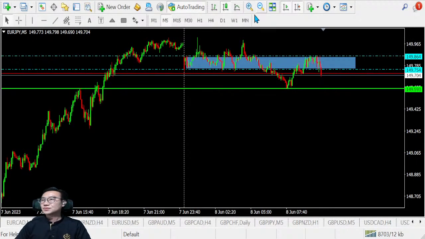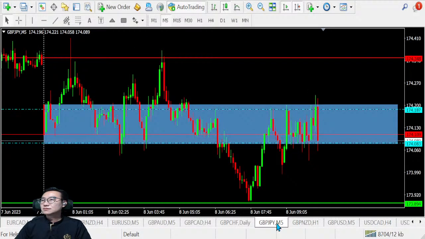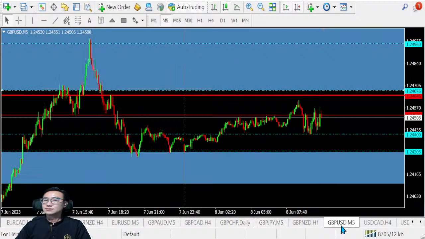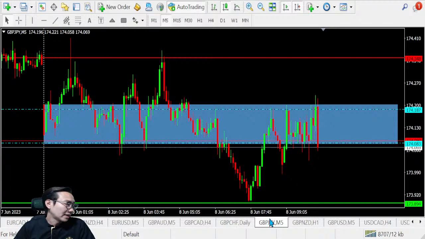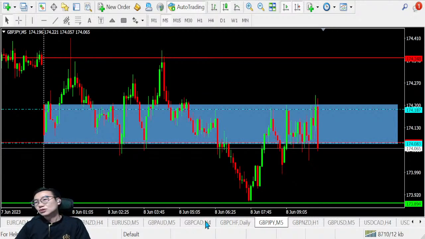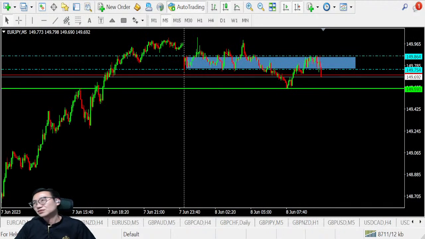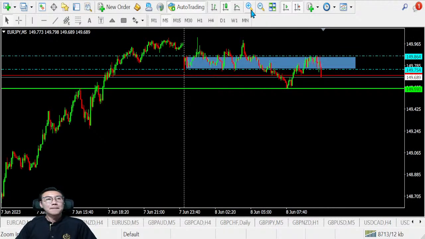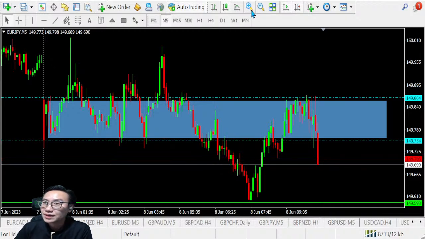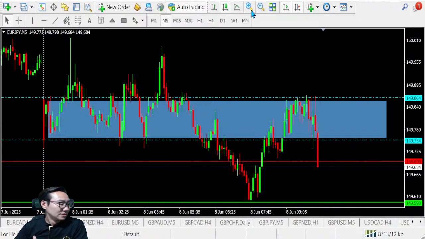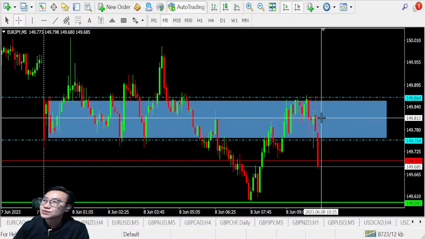Euro yen. How about pound yen? Pound dollar. Looks like the dollar pairs today are not going to move as fast as we expect. Euro yen.